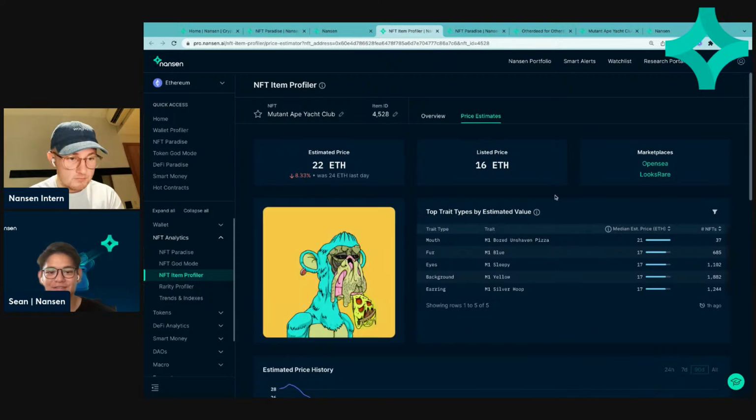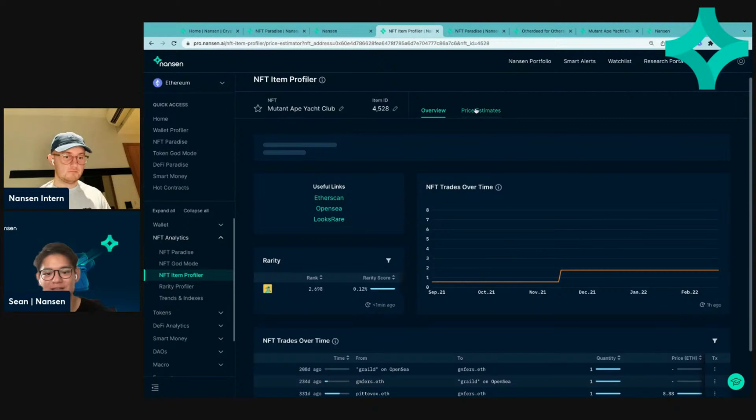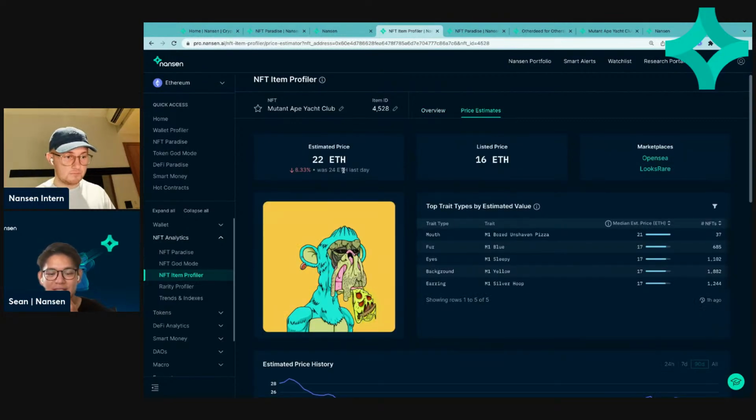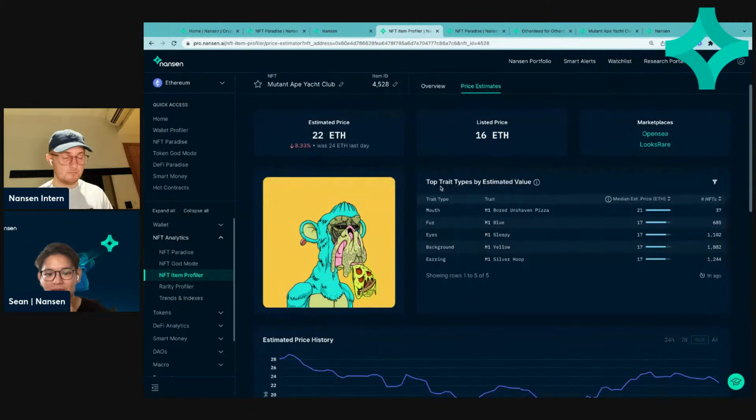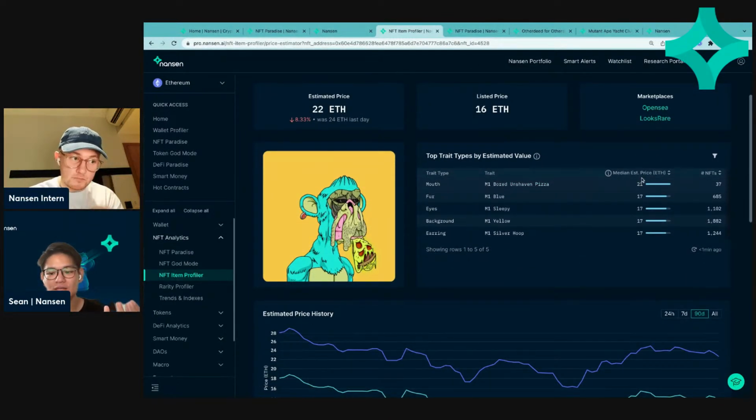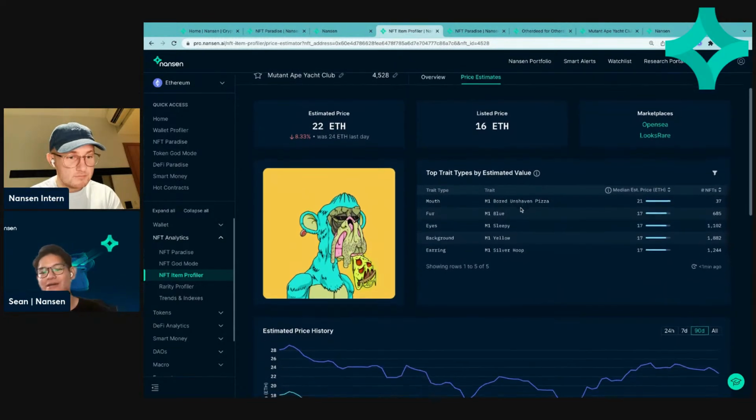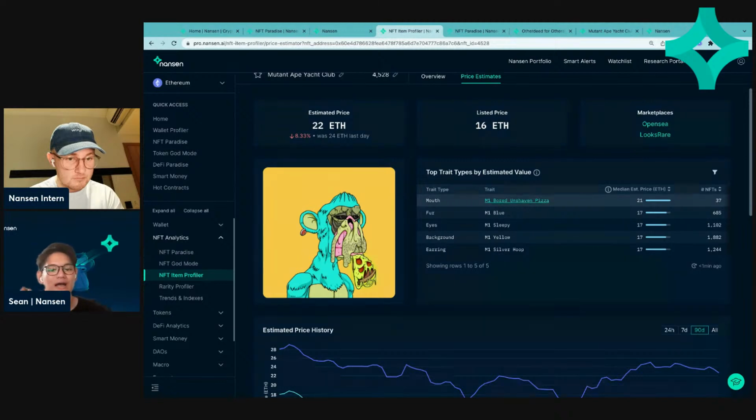So right, this is really cool, right? Under the price estimates, you have overview and also price estimates. I'm going to start from price estimates. You kind of see the estimated price from the machine learning model. At the same time, what's really interesting is over here, this table which shows you top trade types by estimated value. You can see and understand why this NFT is being valued at the price that it is. So the column over here, which shows the median estimated price, shows, for all the MAYCs that have the M1 bored unshaven pizza, what has it been sold at historically?